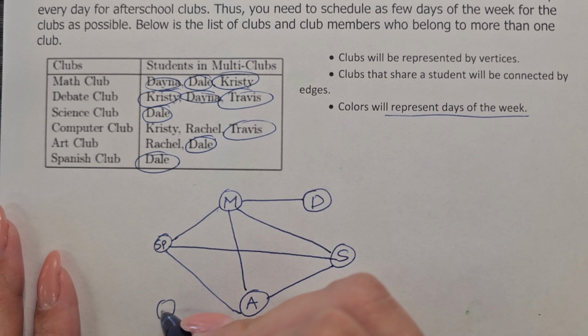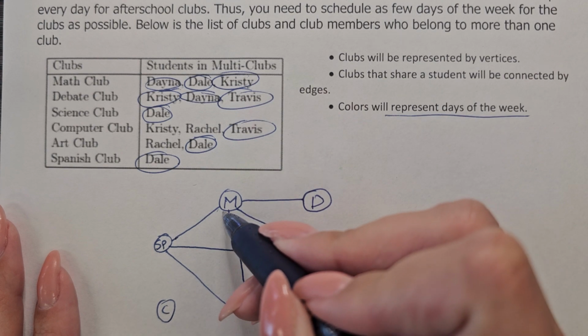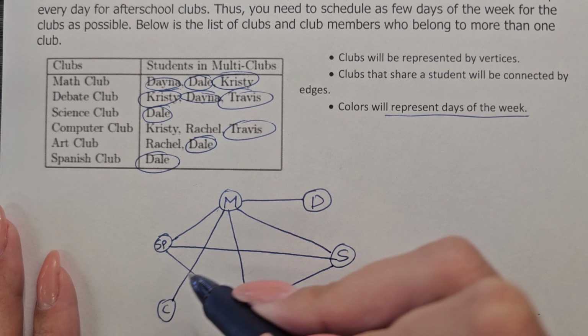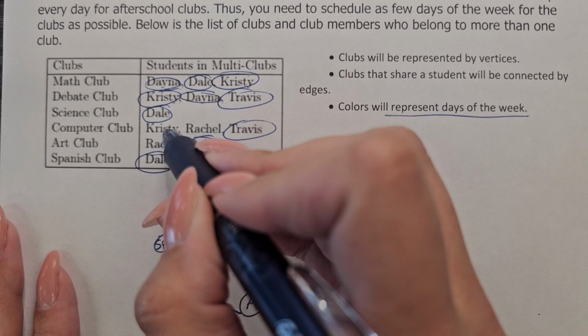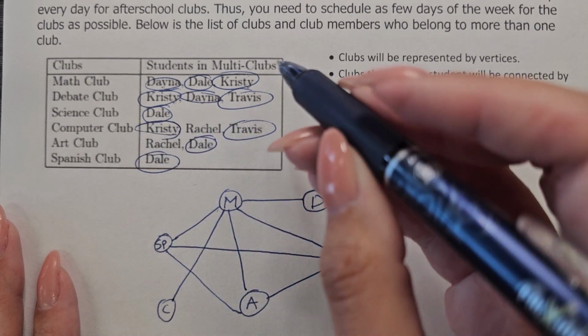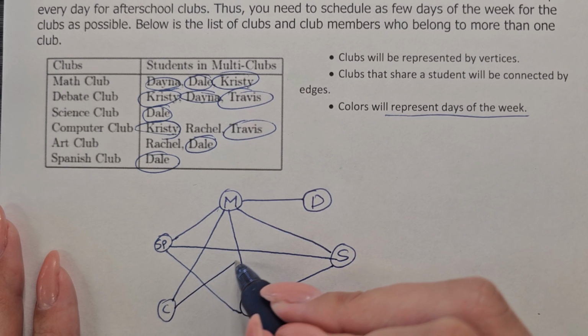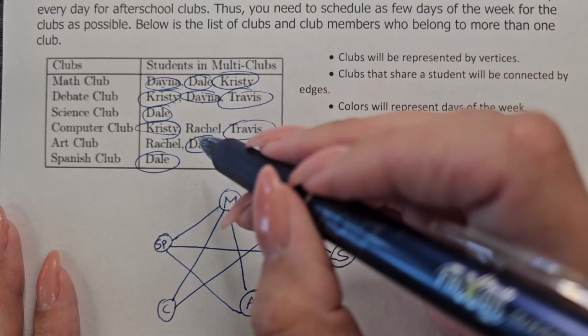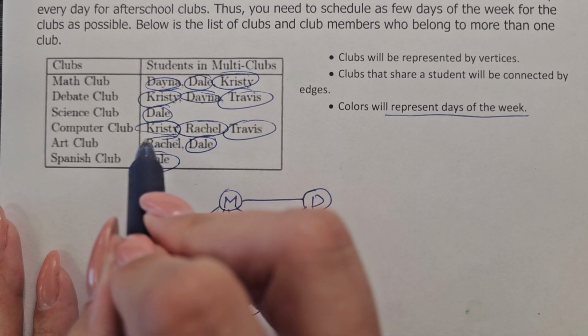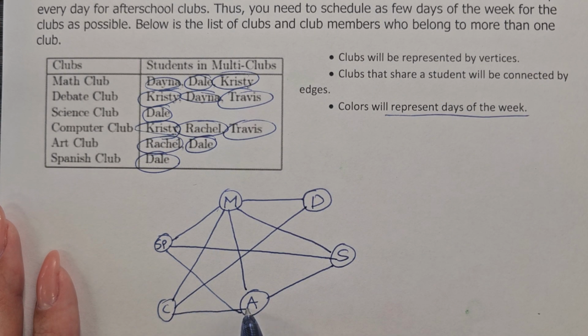So usually if you can get them kind of in a circle, that'll make it a little easier. So math is connected to computer club by Christy, and Travis is connected from debate to computer club. And then Rachel is our last connection. That's going to be between computer and art.